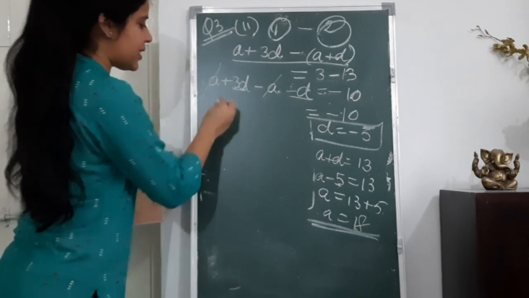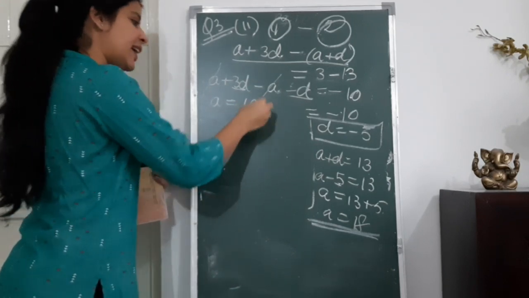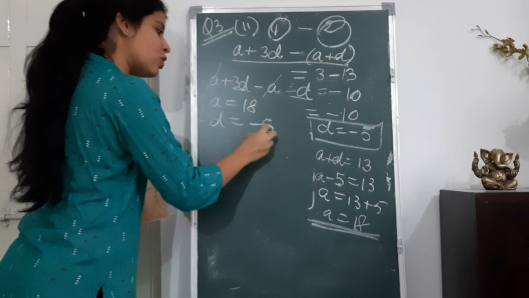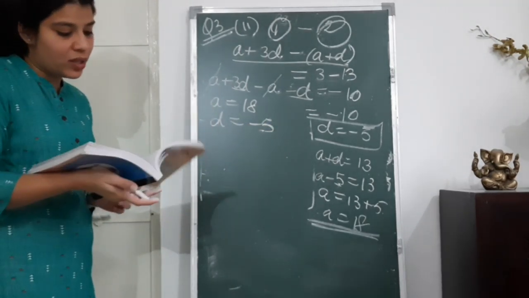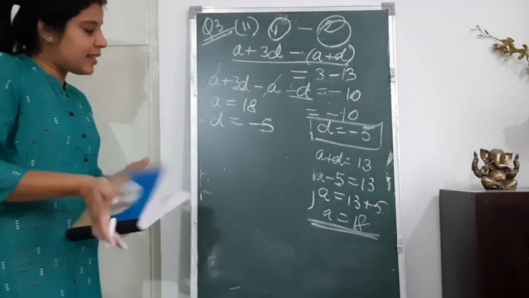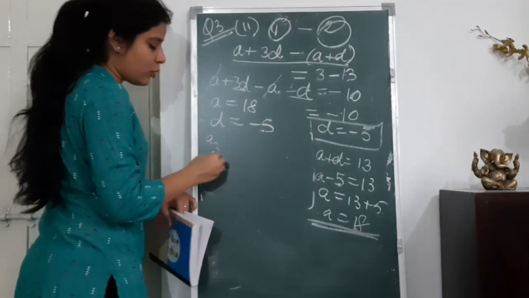The first term of this AP is equal to 18. The common difference for this AP is equal to minus 5. And what else do we need to find? I think we need to find one more term here, which is the third term. What is A3 going to be equal to?